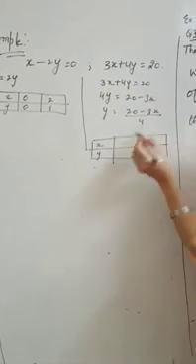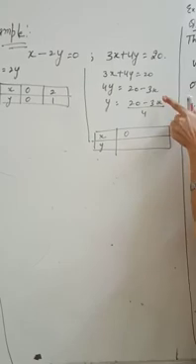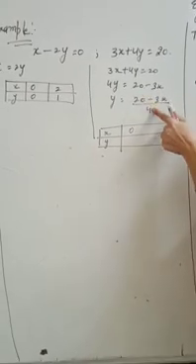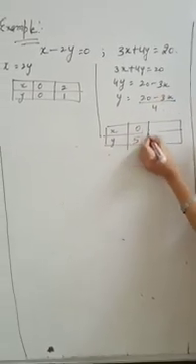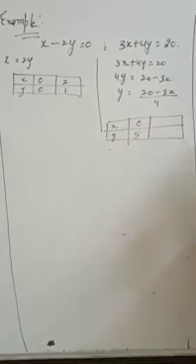Suppose I am putting x is equal to 0. Then this part makes 0, so 20 by 4 makes 5. So the point is 0 and 5. The solution is 0 and 5.